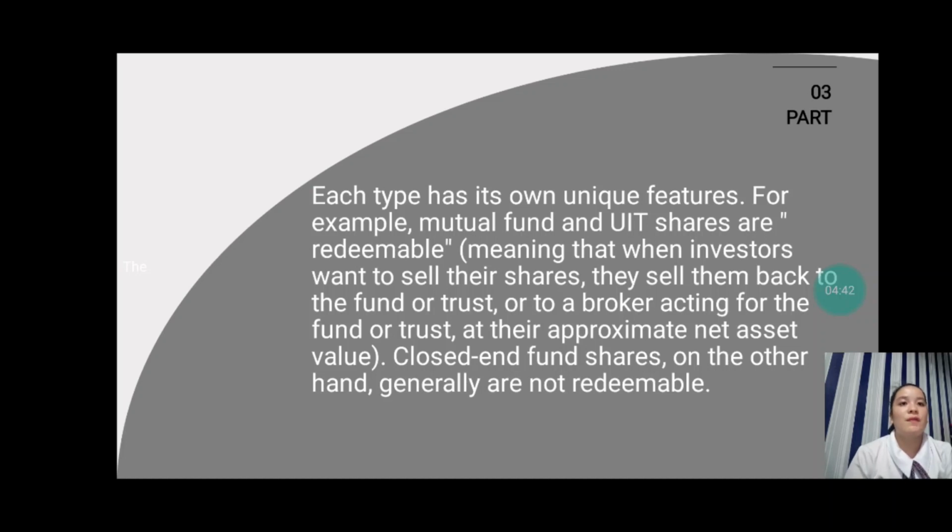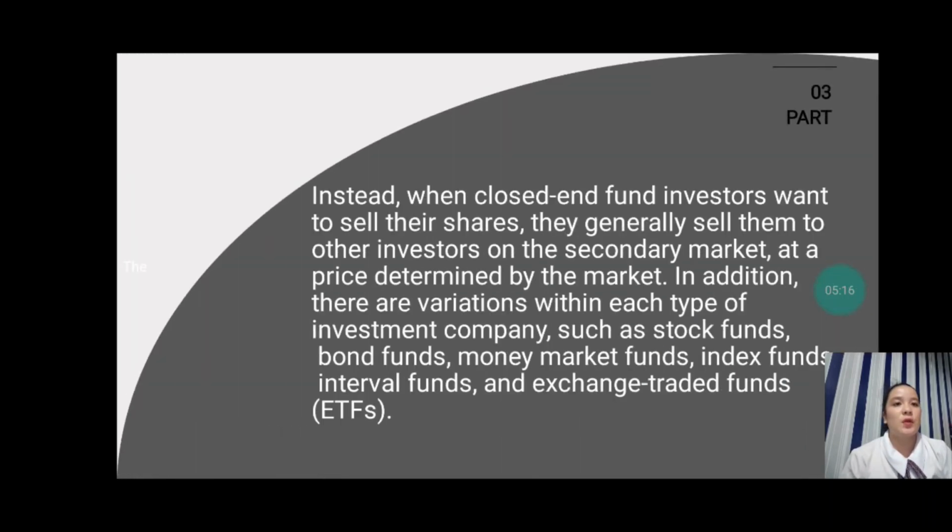For example, mutual funds and UIT shares are redeemable, meaning that when investors want to sell their shares, they sell them back to the fund or trust, or to the broker acting for the fund or trust, at their approximate net asset value. Closed-end fund shares, on the other hand, generally are not redeemable. This is the difference between the three categories. Instead, when closed-end fund investors want to sell their shares, they generally sell them to other investors on the secondary market at a price determined by the market.